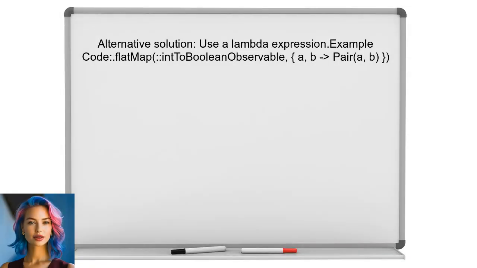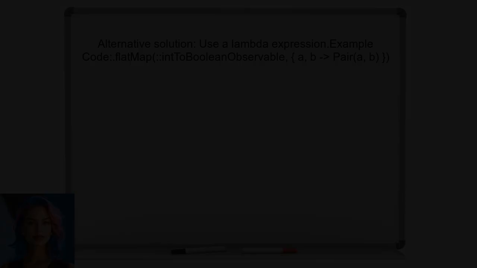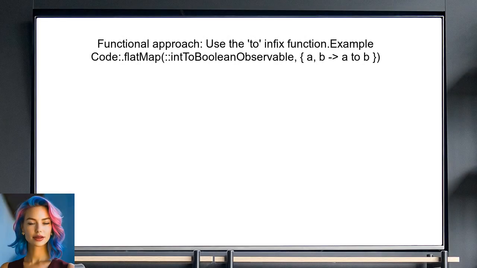Alternatively, the user can use a lambda expression that creates a pair without explicitly declaring the variables. This keeps the code concise while still being clear. Lastly, if the user prefers a more functional approach, they can utilize the to infix function in Kotlin, which allows for a clean syntax when creating pairs.